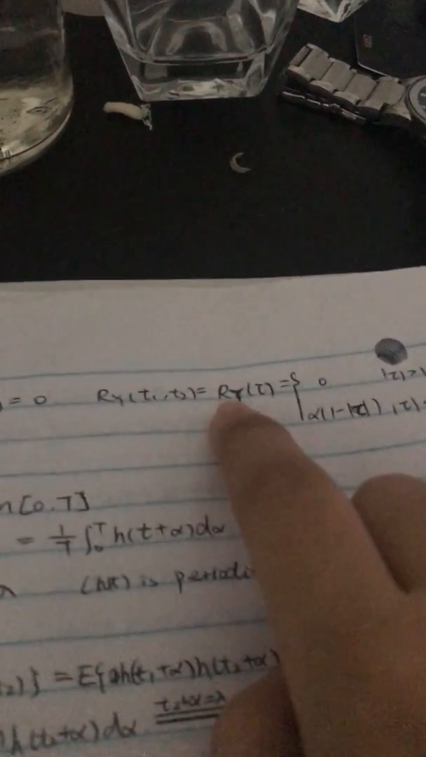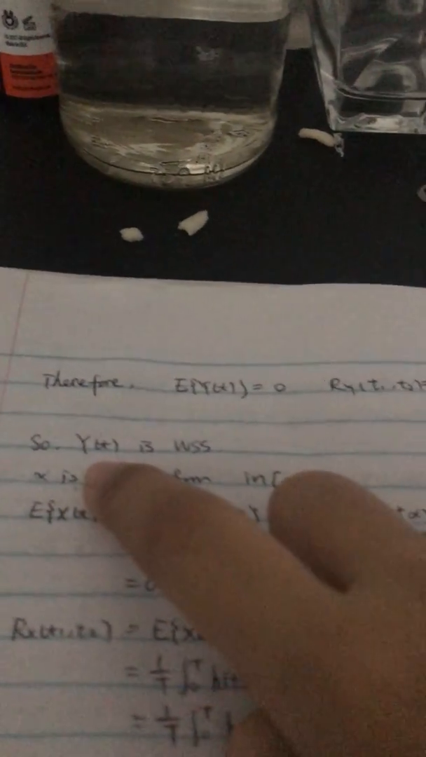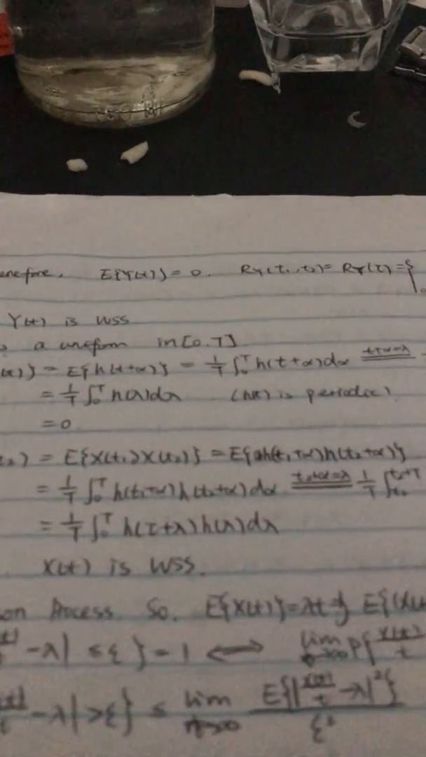We already know that E[Y(t)] is equal to 0, and R_Y(t1, t2) is equal to R_Y(tau), where tau is equal to t1 minus t2. So from this we can see that Y(t) is WSS. So this is question 1.